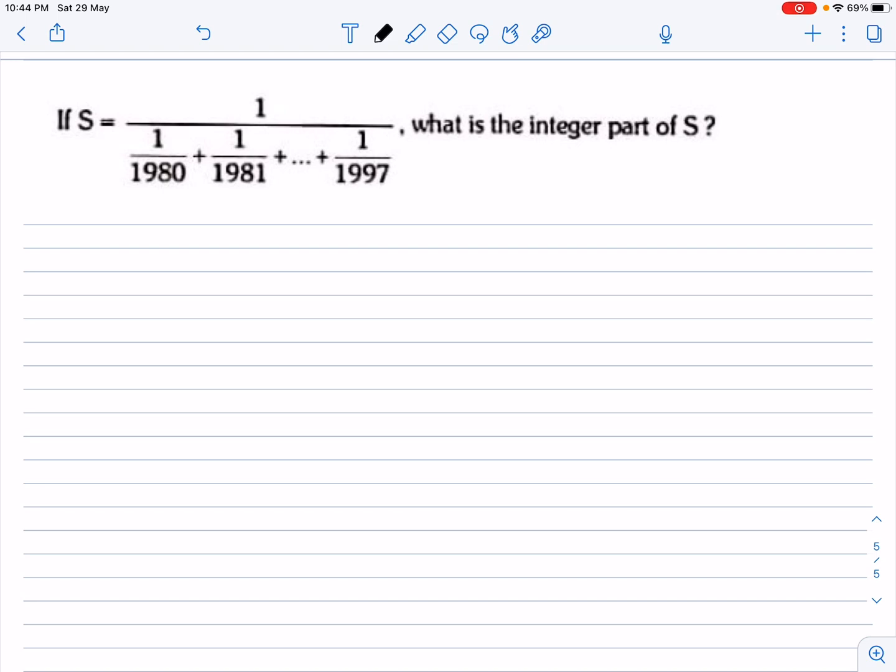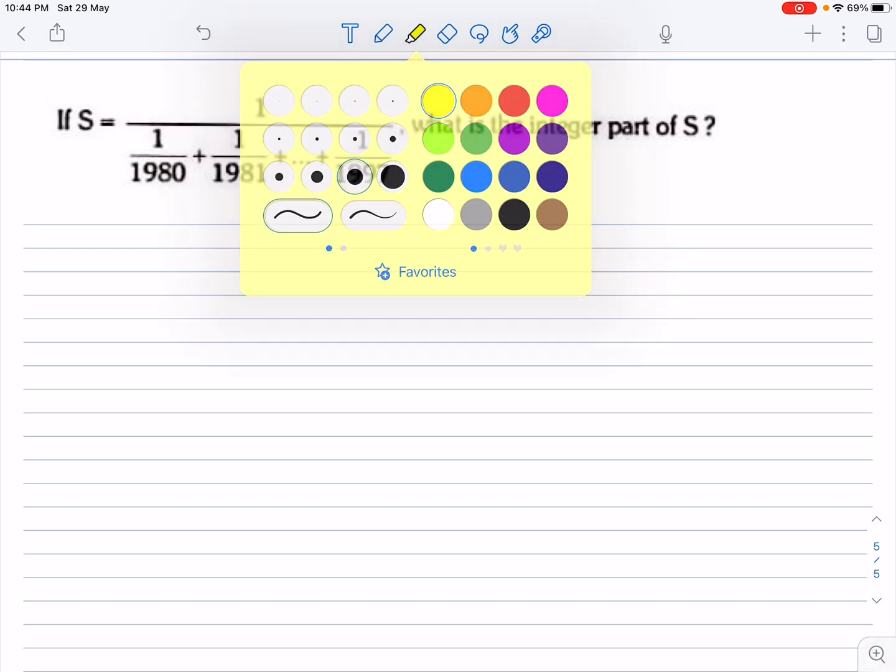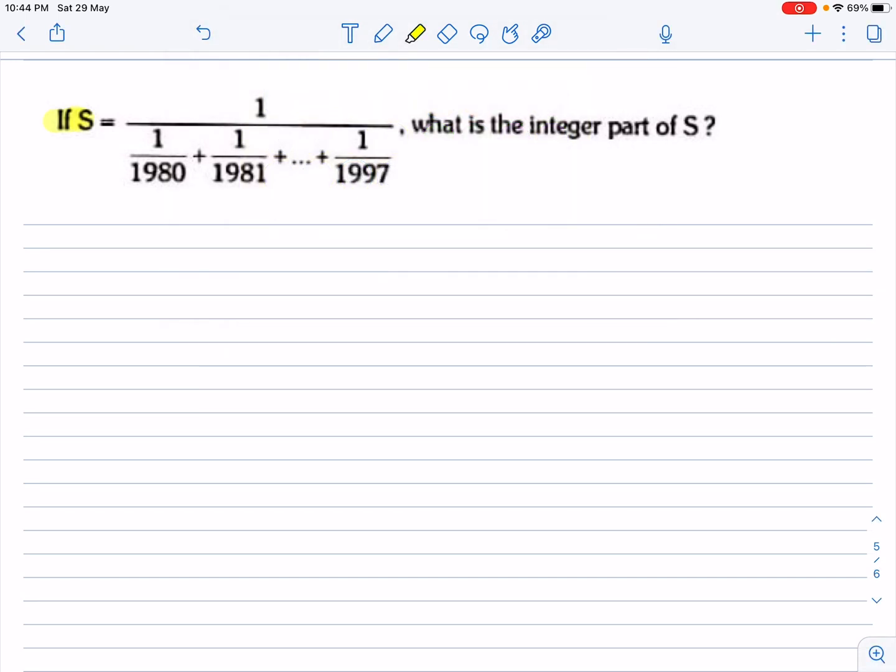So we'll be going to solve this question written on the screen. If s is equal to 1 divided by 1 upon 1980 plus 1 upon 1981 goes on up to 1 upon 1997. What is the integer part of s they are asking?